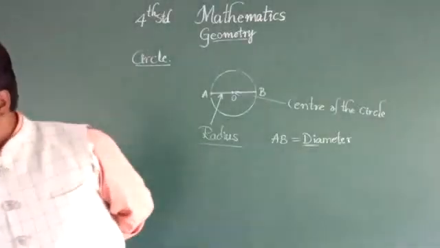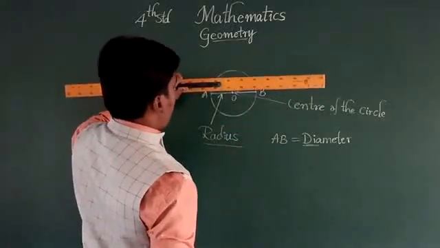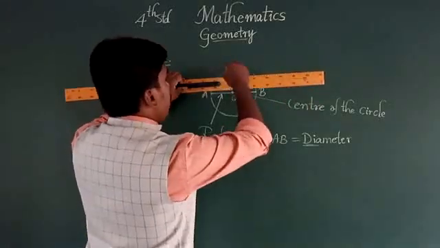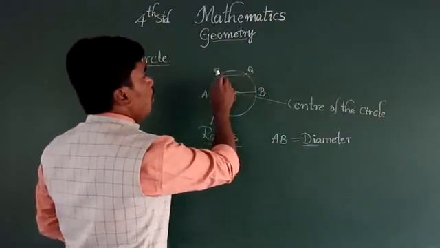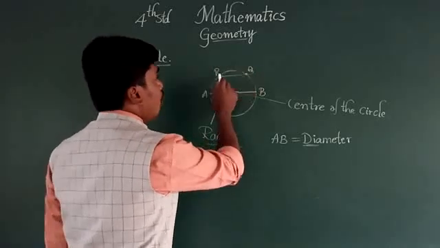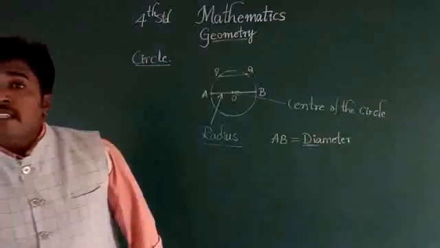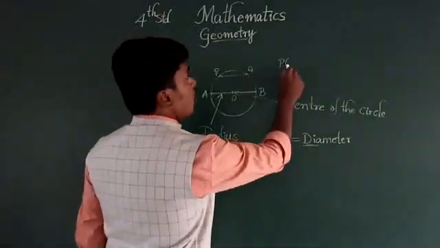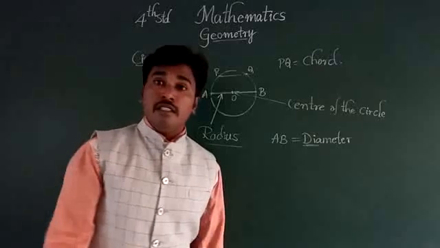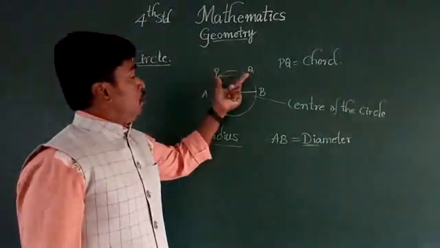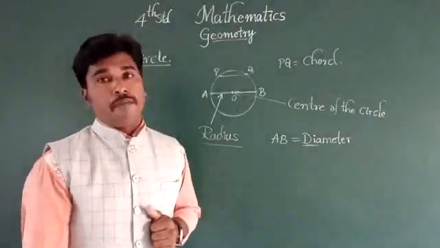And one more point. Any two points on the circle, say P and Q. If you join any two points on the circle by a line, then that line we call a chord. So PQ is a chord. A chord is nothing but the line joining two points on the circle. It is called a chord.